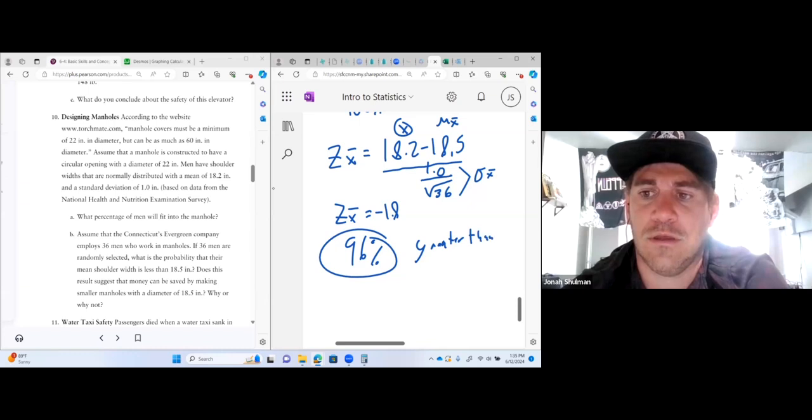greater than 0.05. Let's shrink those manholes.